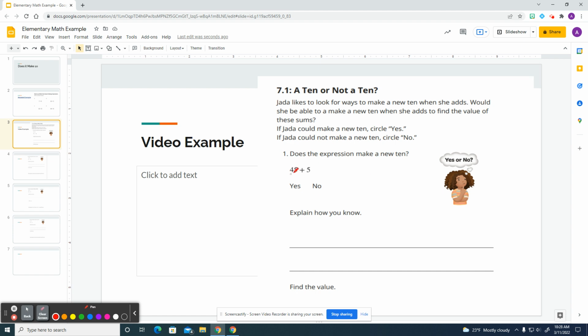So as I'm looking here, does this make a new 10? Yes. Now, how you know, it's going to be different. So kids might say this in a different way, but if I look at the ones spot, I'm adding the 5 and the 5, and 5 plus 5 makes 10. So when you add 5 ones plus 5 ones, it equals 10.